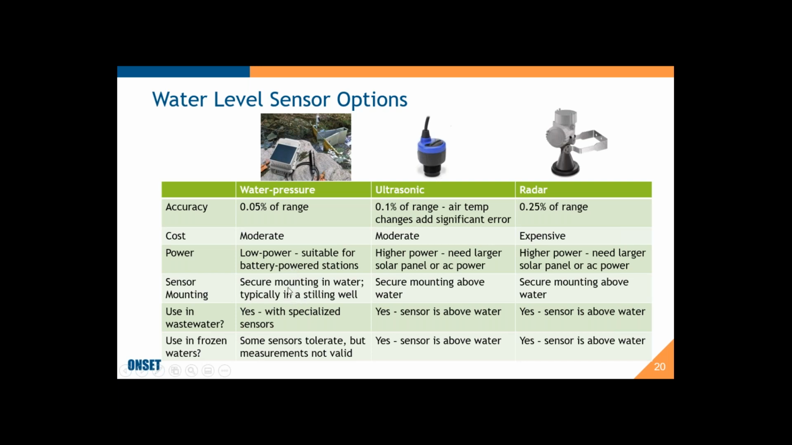When you're using a water pressure based water level sensor, you want to make sure to have a stilling well integrated into your plan. The ultrasonic and radar are better for wastewater applications or frozen water applications because they're above the water, so they're not affected by stuff in the water.